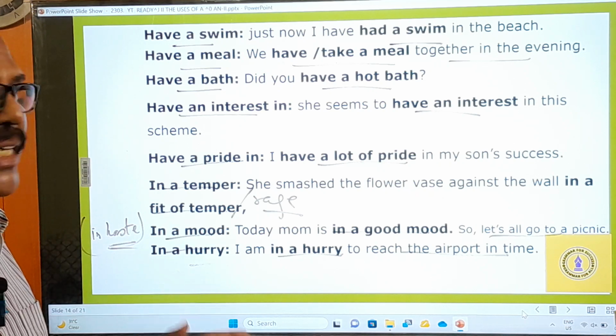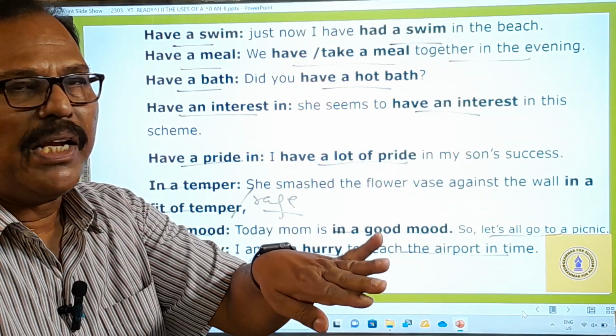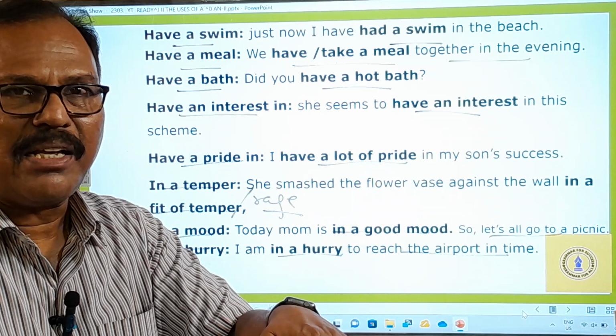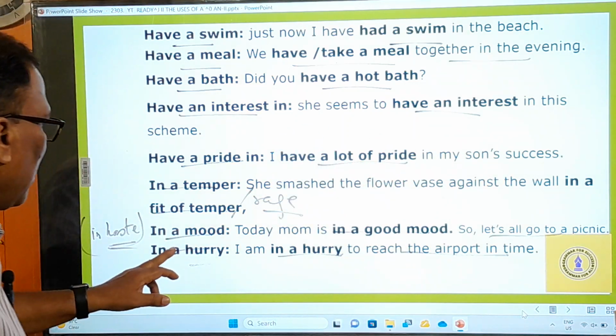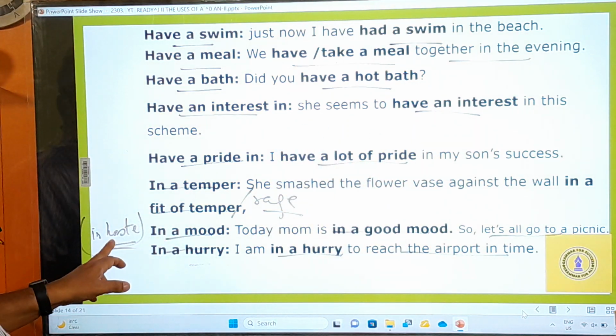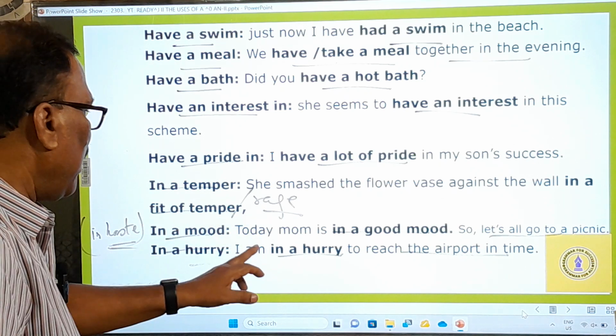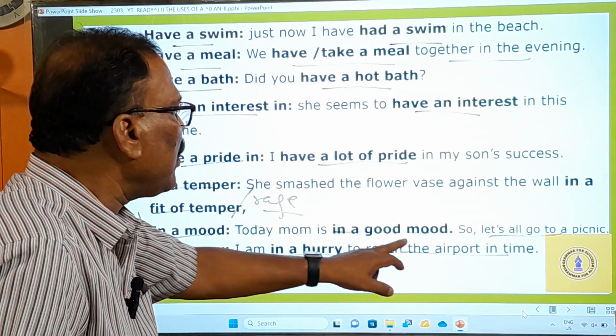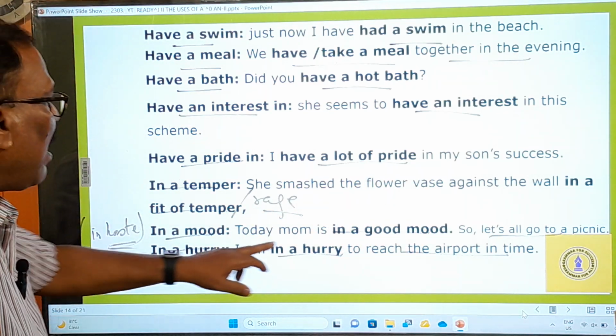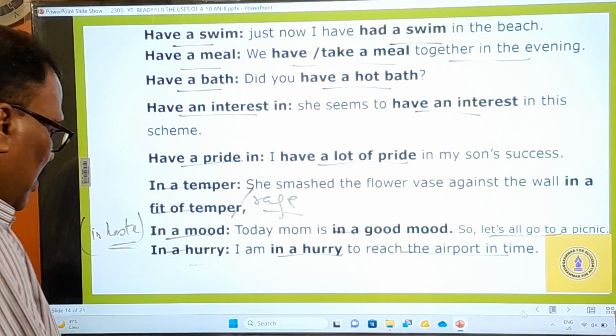English is like that. It's a kind of two-edged knife. It will cut this side, it will cut this side when the time comes. So here he is using a, but here he is not using a. In haste, I am in haste to reach the airport. I am in a hurry to reach the airport. So it's like that.